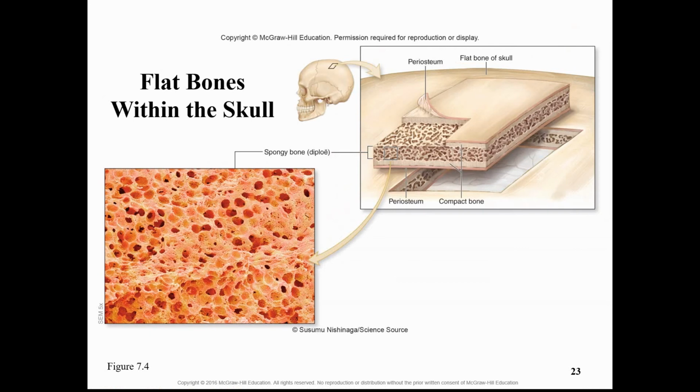Here's a little zoom in of the spongy bone. You can see it looks like a sponge, but it is hard. It's all calcified. And the patterns that we see of growth inside the spongy bone are called trabecula.